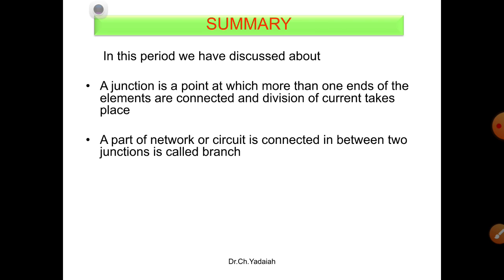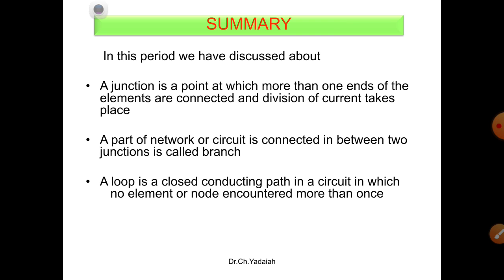A part of the network or circuit connected in between two junctions is known as a branch. A loop is a closed conducting path in a circuit in which no element or node is encountered more than once. Only one time you have to reach. A mesh is a loop that contains no other loops in it. Individual loops are nothing but meshes. Okay.